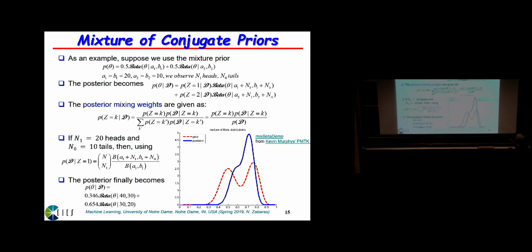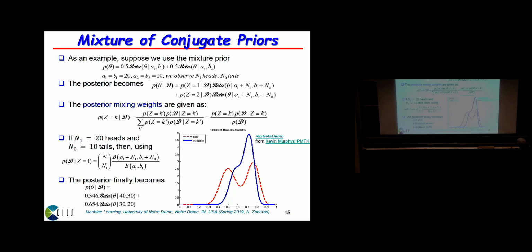So the coefficients A1 and B1 will be updated to A1 plus N1, B1 plus N0. So this is very easy to do, right? Because we did this on a previous slide. The complication now is, how do you compute these posterior mixing coefficients? And the idea is Bayes' rule.